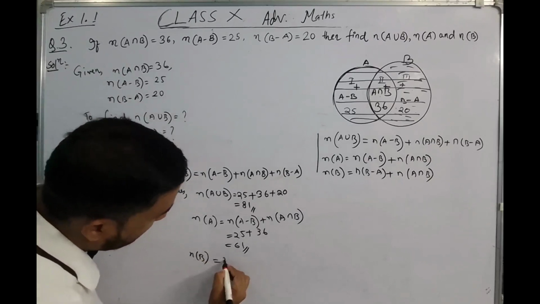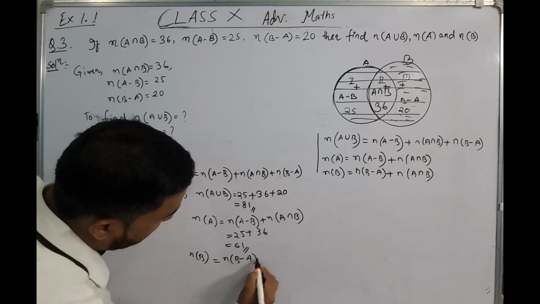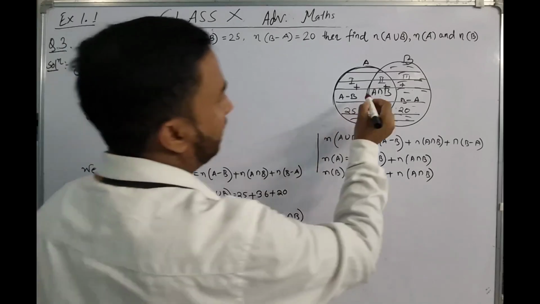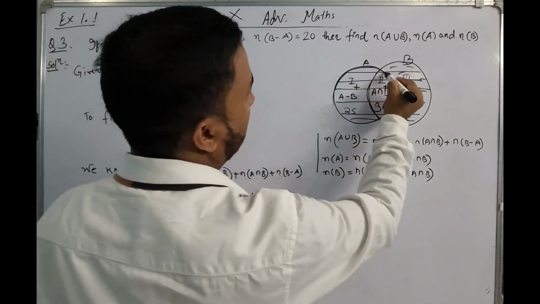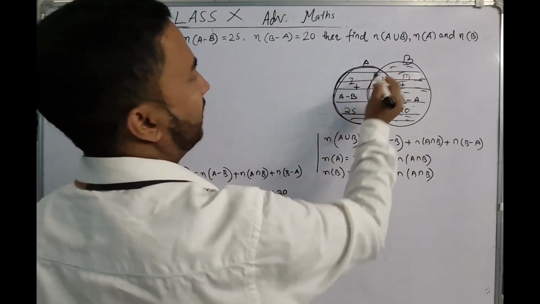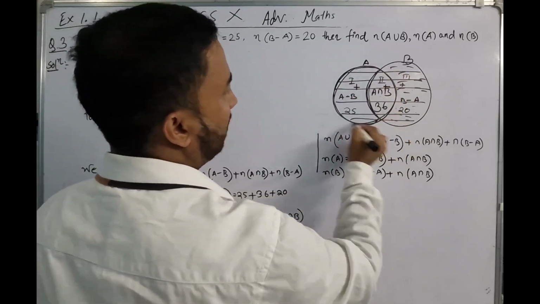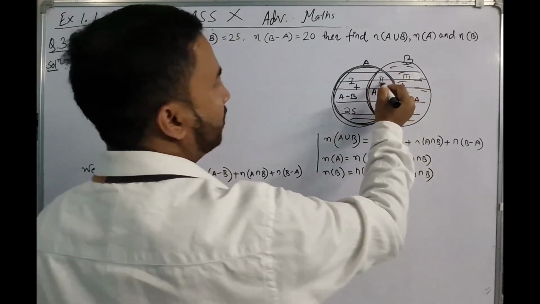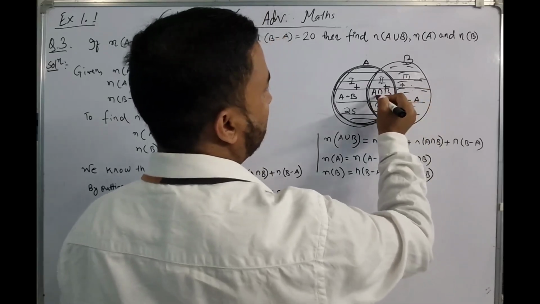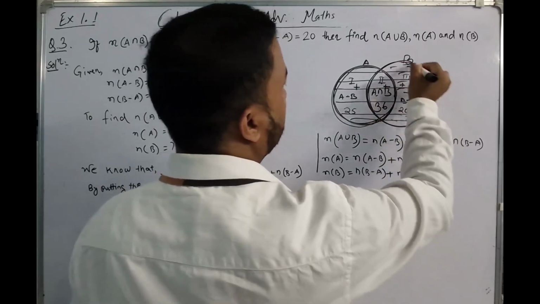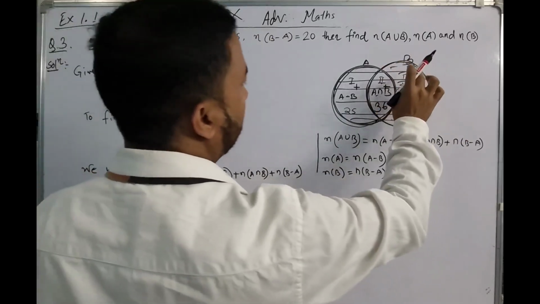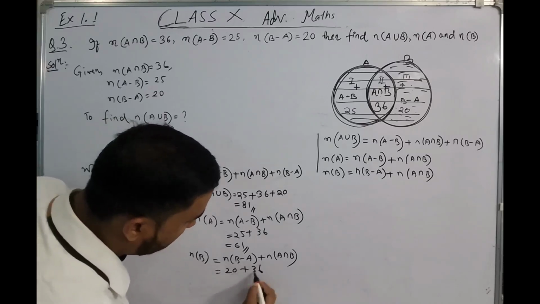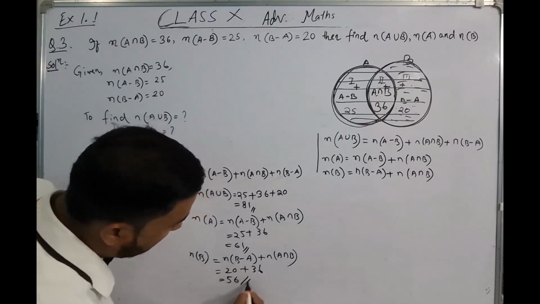Number of B is equal to number of B difference A plus number of A intersection B. Because see, to get number of A, what can we do? We can add part 1 and part 2. This part 1 plus part 2 will give you the whole set A. And part 2 and part 3, A intersection B plus B difference A, will give you the set B. So it will be equal to 20 plus 36, which is 56.